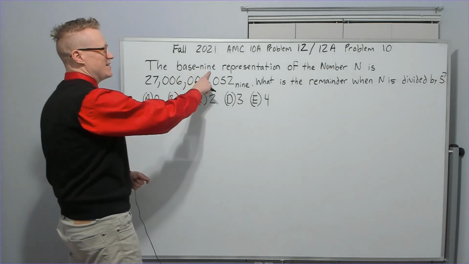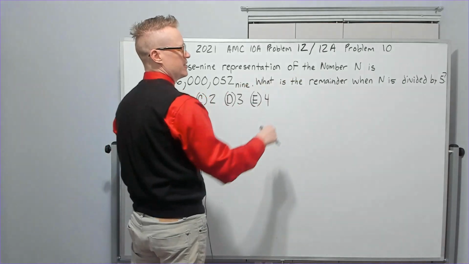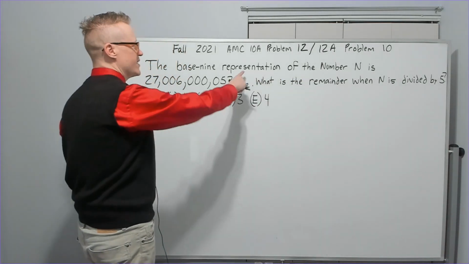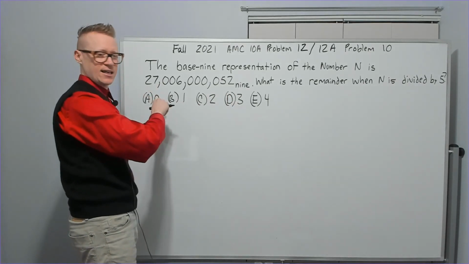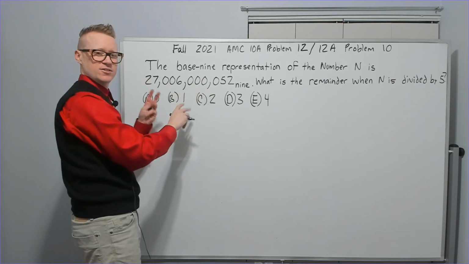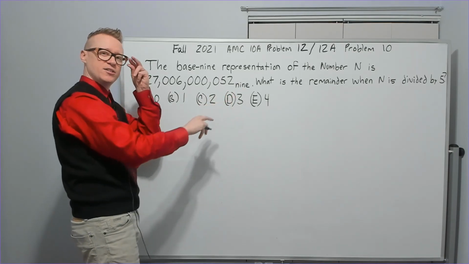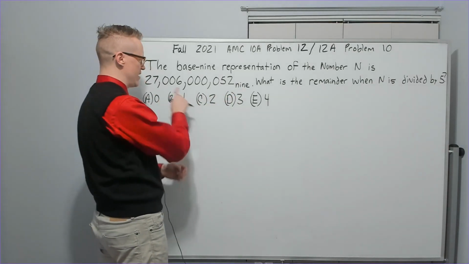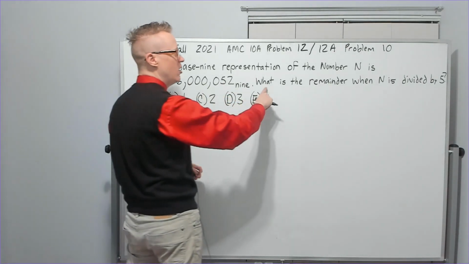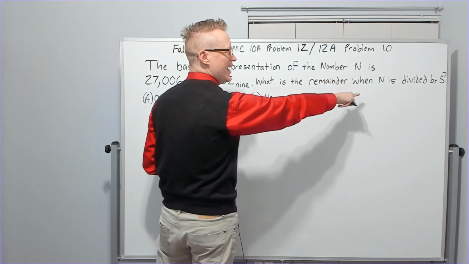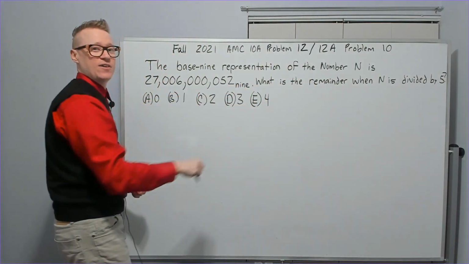The base 9 representation, wait, do I want modular? Yeah, we do. The base 9 representation of the number n is this ugly looking thing. Don't try to read it. It's painful. It's just that number. You're trying to go quick. You're not going to gain any benefit by looking at all this right now, okay? Just notice the 9 and that's about it. What is the remainder when n is divided by 5?